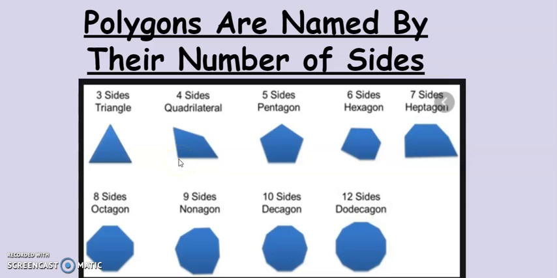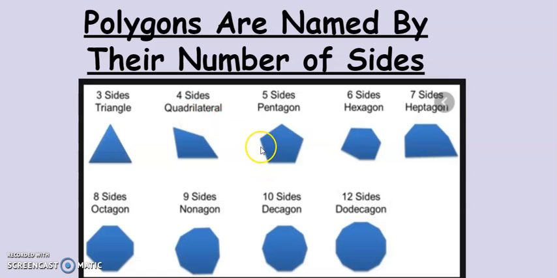Let's count the sides. 1, 2, 3, 4. A four-sided polygon is always called a quadrilateral, or some people like to call them quadrangles. If we look at the beginning, it's Q-U-A-D, quad. Quad means 4. And quad actually has 4 letters. Let's look at the next one.